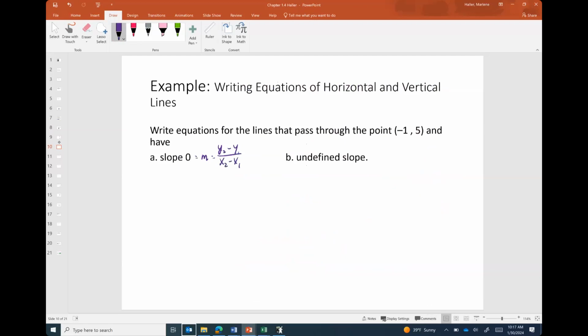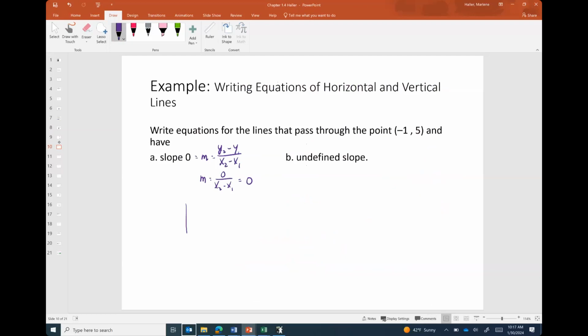If the difference in the y-coordinates is 0, it doesn't really matter what the difference in the x-coordinates is, because 0 divided by anything is always going to be 0. All right, so this tells us that when the slope is 0, there's no difference in the y-coordinates of 2 points on that line.